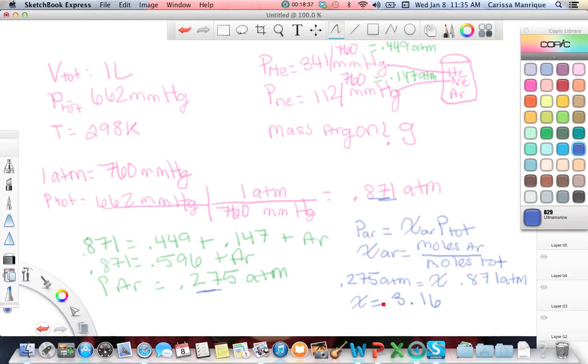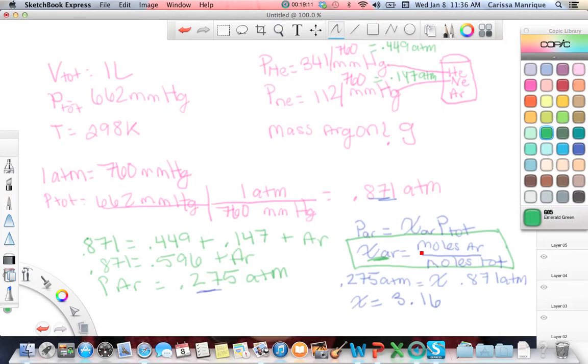Remember, this is what mole fraction equals right here. Let me see if I can put a box around it. I'm not very good at this. Okay, so I solved for this. Now I have this number, but I don't want mole fraction, I want actual moles. So I need to get moles total so I can get moles of argon.